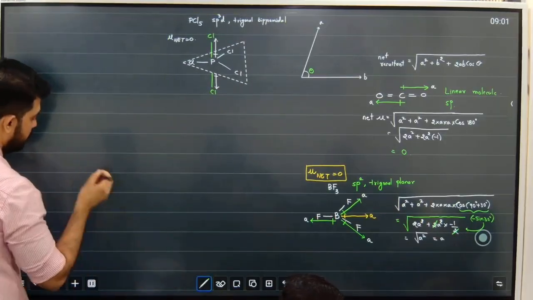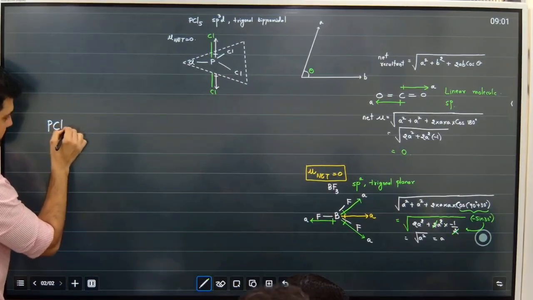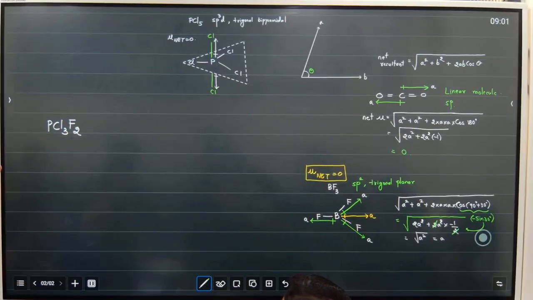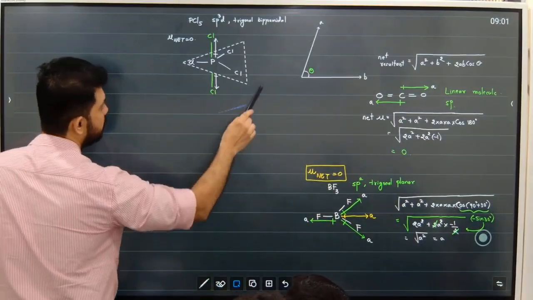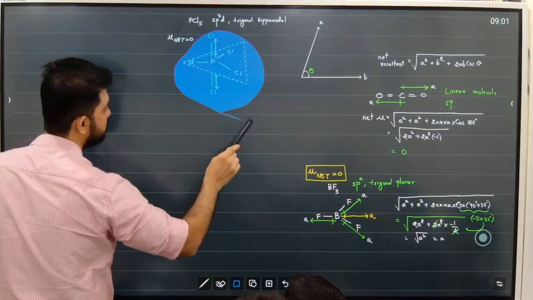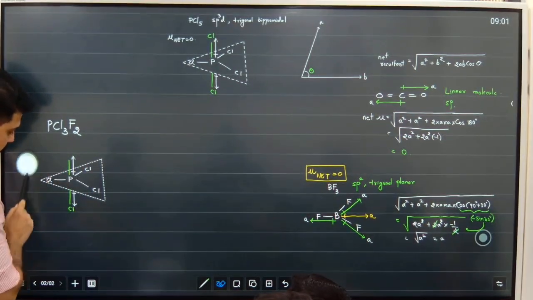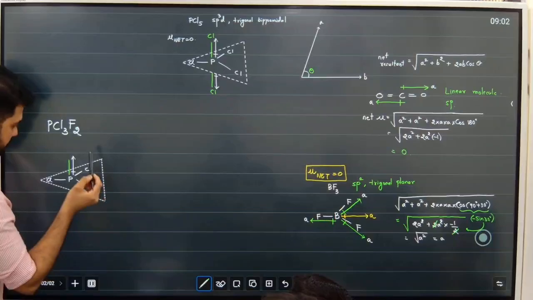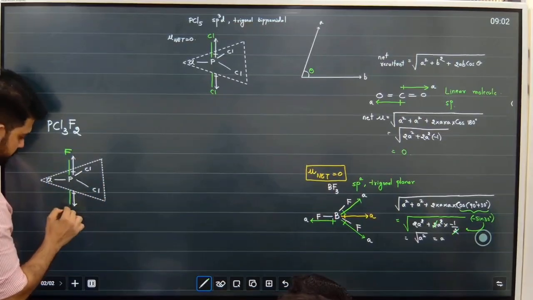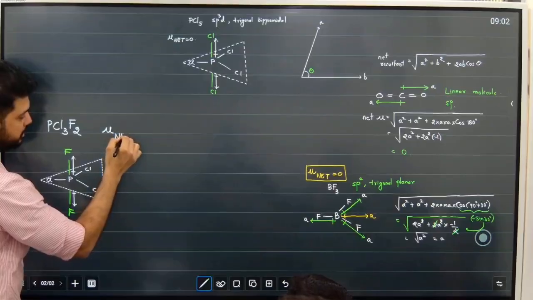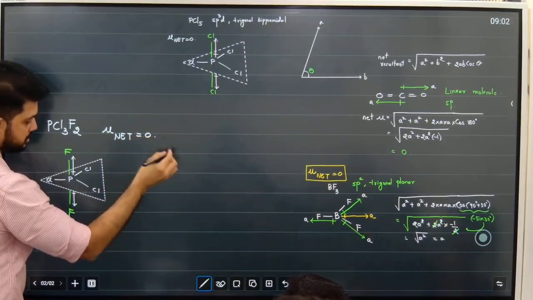If I give you PCl₃F2, what was the difference in the structure? The more Bent's rule. What was Bent's rule? The more electronegative elements will occupy axial positions. So here one fluorine came and there's one over here. What about its net dipole? Will also be 0.